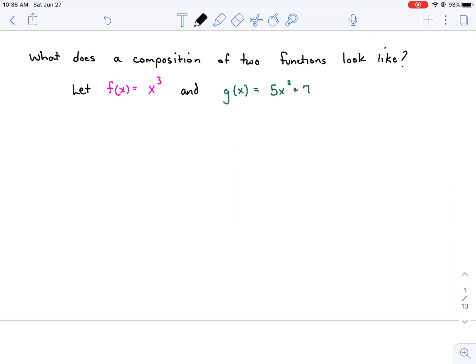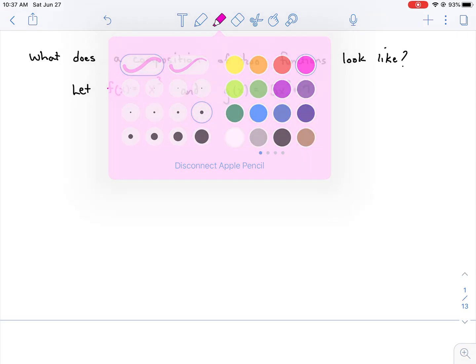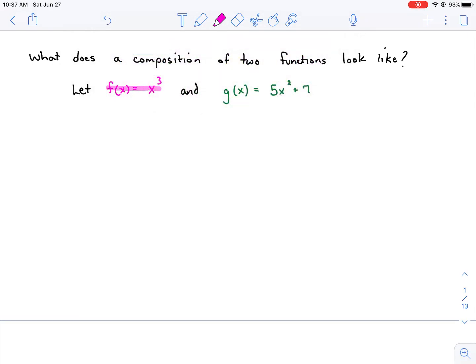What does a composition of two functions look like? So what I've done is I've provided two functions. The first one is f of x is equal to x cubed. The second one is g of x is equal to 5x squared plus 7.